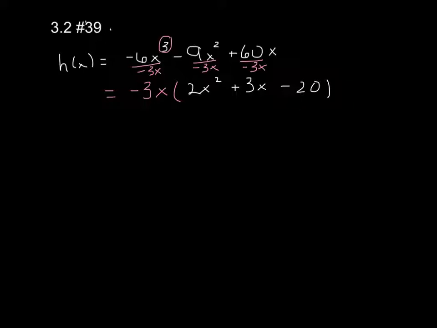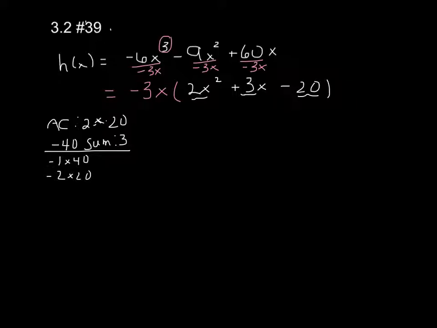Now 2x squared plus 3x minus 20 can be factored using the AC method. So the A number is 2 and the C number is negative 20. So 2 times negative 20 is negative 40. I'm going to look for two numbers whose product is negative 40 and whose sum is equal to the middle number 3. To look at the combinations that multiply to make negative 40, I can start with negative 1 times 40, negative 2 times 20, negative 4 times 10. I also have negative 5 times 8.